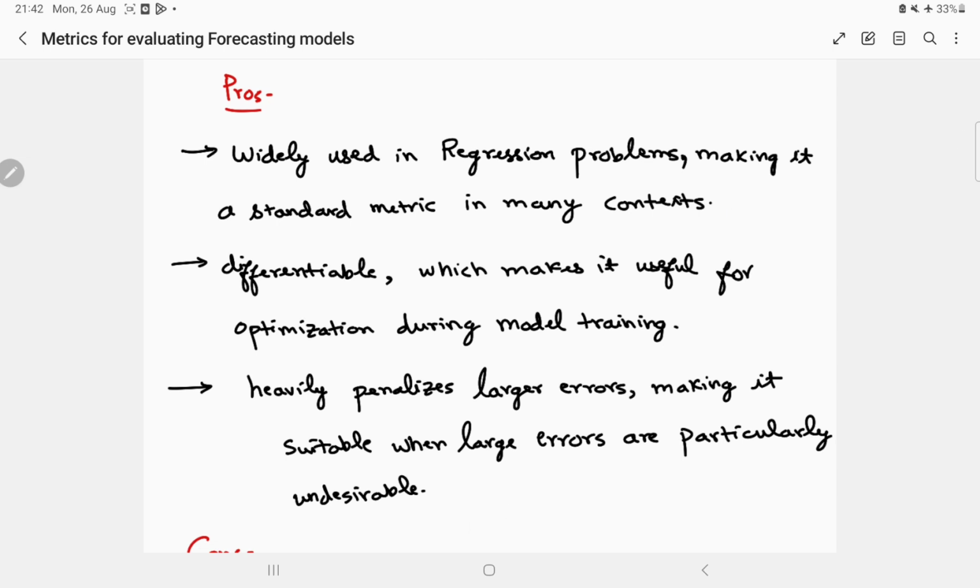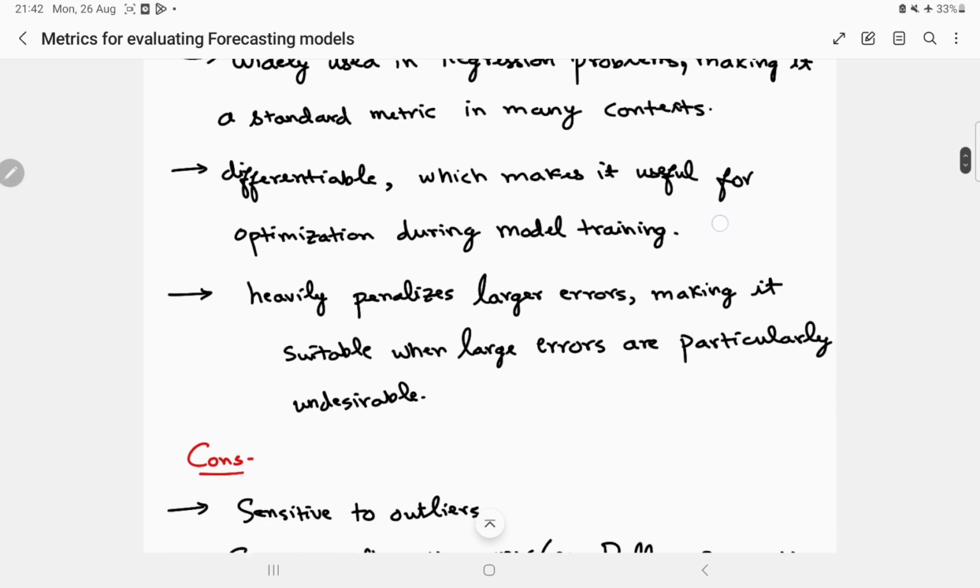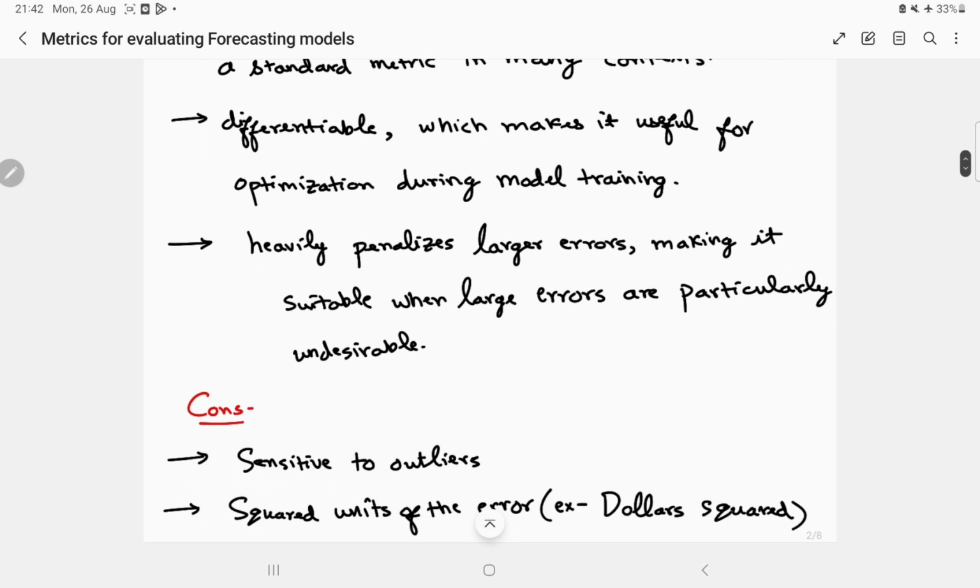And when we are talking about differentiability, MAE or mean absolute error is not differentiable, which is another drawback, which makes it basically not very useful when you want to do some sort of optimization using techniques like gradient descent. So that is the second advantage here. And the third one is it heavily penalizes larger errors, making it suitable when large errors are particularly undesirable. So that's another advantage for the mean squared error.